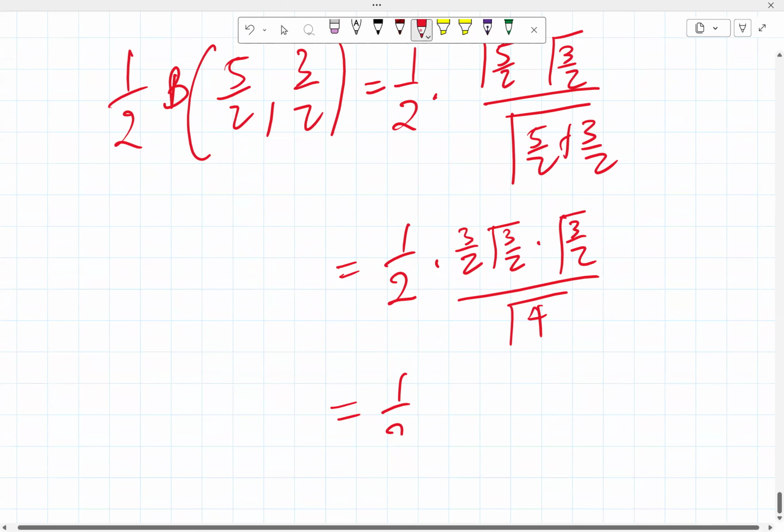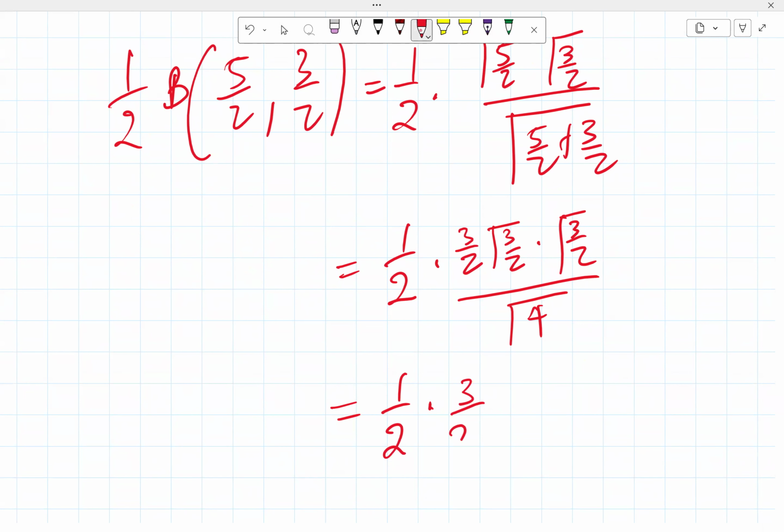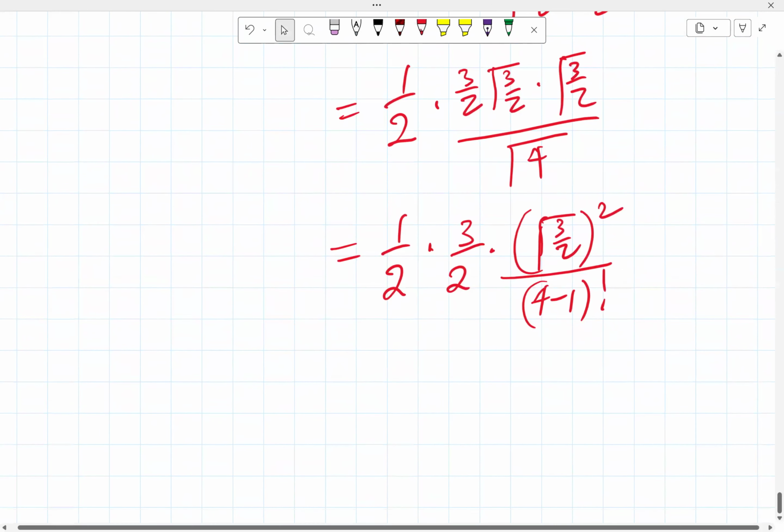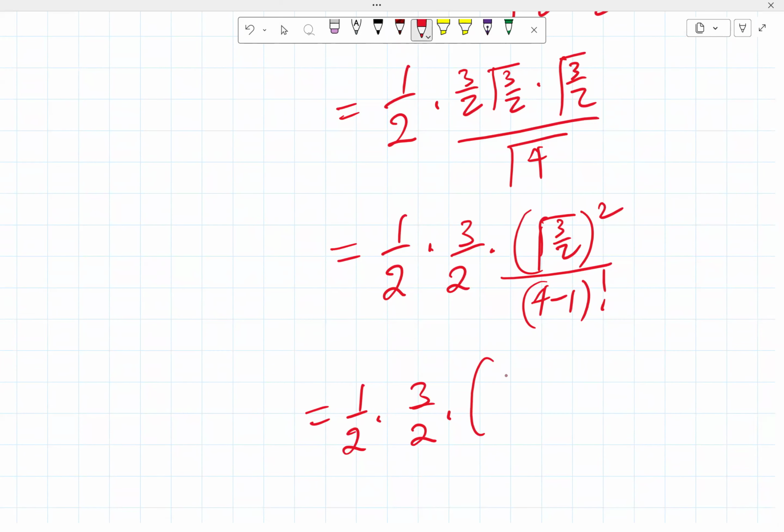But see, this is half times 3 over 2, so we can even bring 3 over 2 out. Then we have gamma 3 over 2 squared, so that we don't have to do double work. So we can square that already. And gamma 4 is 4 minus 1 factorial, as we know. So let's go gradually now. We have 1 over 2 times 3 over 2, then gamma 3 over 2 is 1 over 2 gamma 1 over 2, all raised to power 2 now. Then gamma 4 is 4 minus 1 factorial, which is 3 factorial, right?